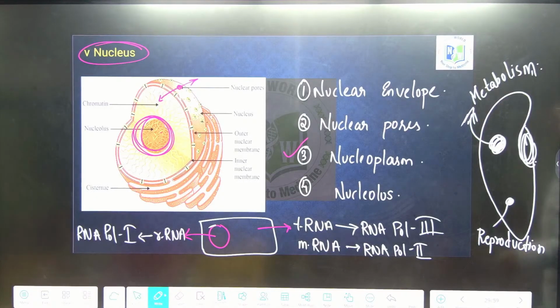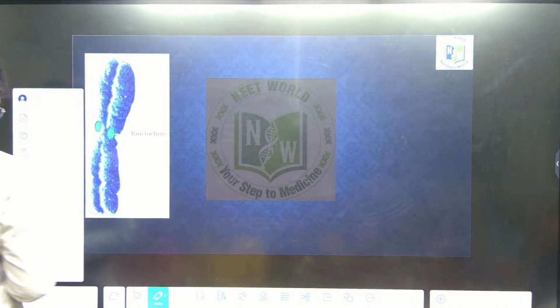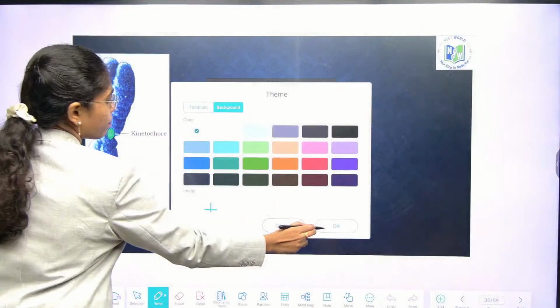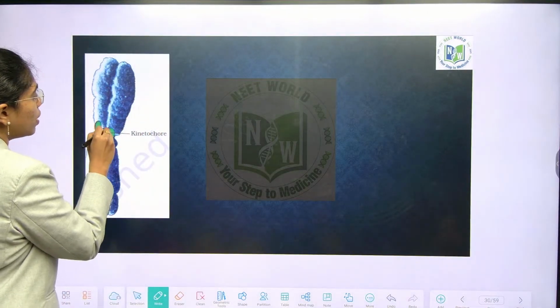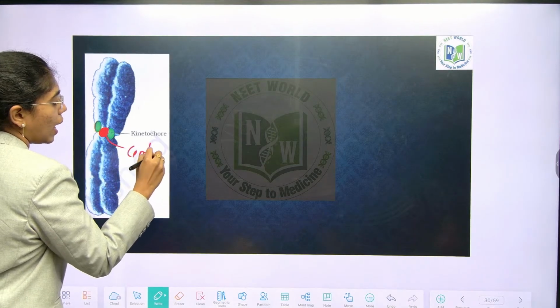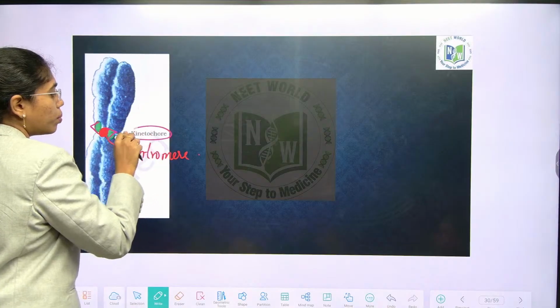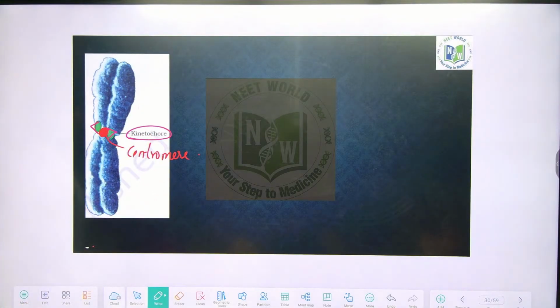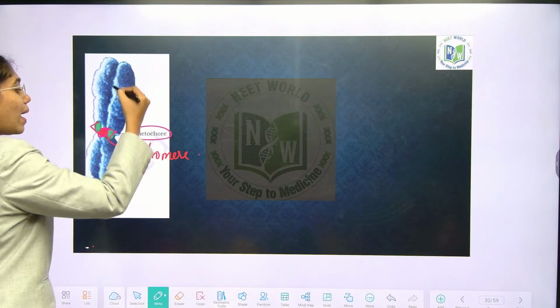Any doubts anywhere? Clear, right? This is about nucleus. Then chromosome, you see clearly. What is this? At the center you have centromere. Adjoining to the centromere you have two disc-shaped structures. These disc-shaped structures are kinetochores. To these kinetochores, spindle fibers are attached. From this centromere at the center, you can see chromatids are connected.